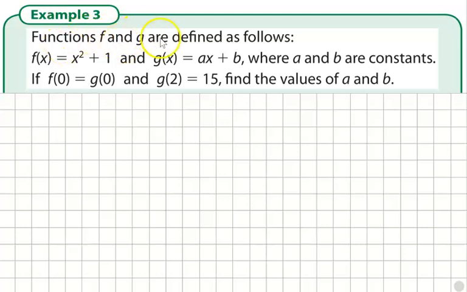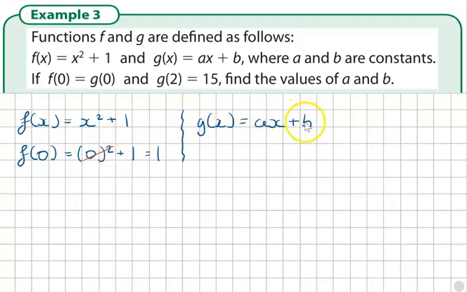Example 3. Functions f and g are defined as follows. f of x equals x squared plus 1 and g of x equals ax plus b, where a and b are constants. If f of 0 equals g of 0 and g of 2 equals 15, find the values of a and b. So f of x equals x squared plus 1. So f of 0 is going to be 0 squared plus 1, which is 1. g of x is ax plus b. So g of 0 will be a times 0 plus b, which is just b.